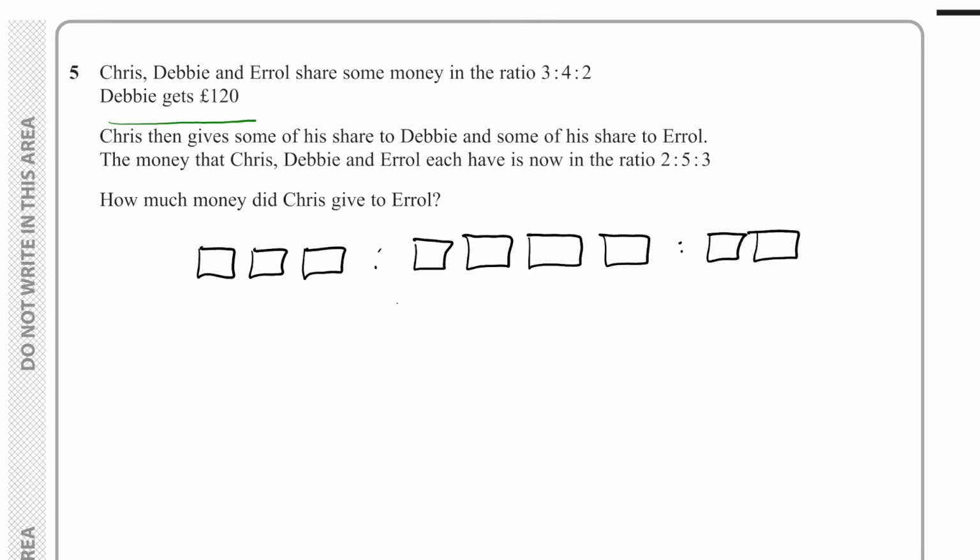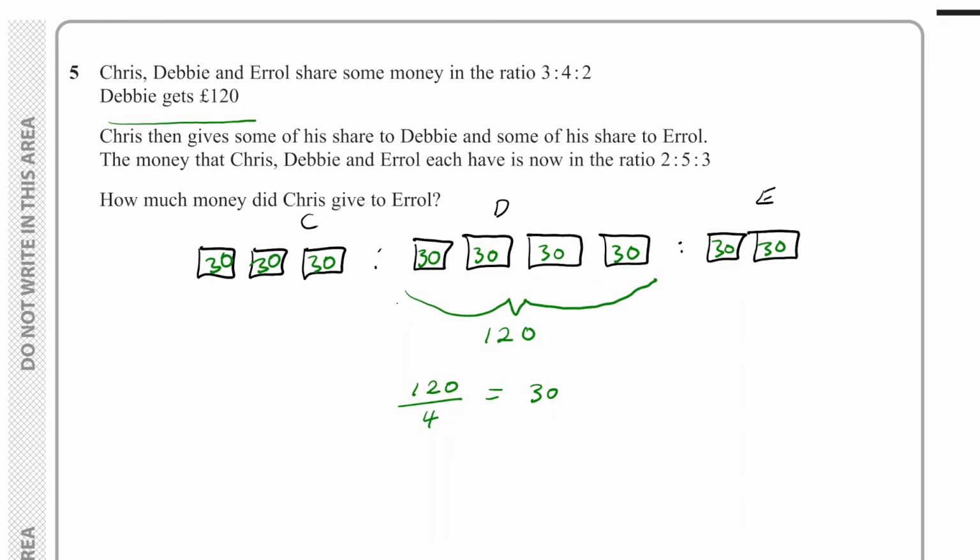And Debbie gets £120. So it's Chris, Debbie, and Errol. So Debbie gets £120, and she gets 4 parts. So we can work out the size of one part. 120 divided by 4 is 30. So that means each part is 30, and each part is equal. So Chris has 3 30s, Debbie has 4 30s, and Errol has 2 30s.